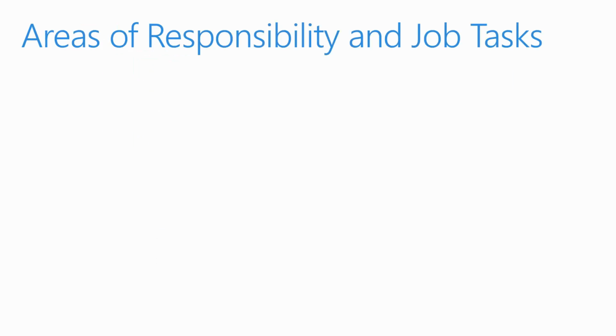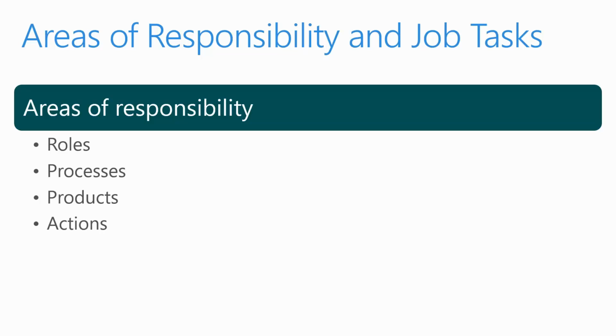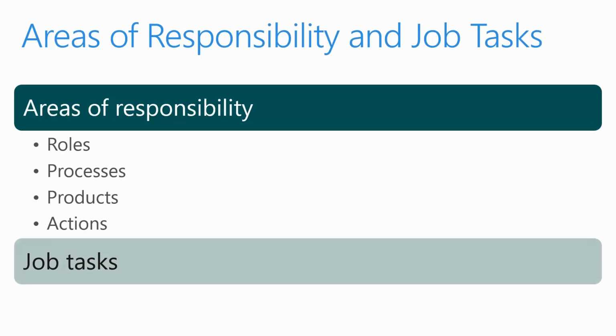Now we'll talk about areas of responsibility and job tasks. Now, areas of responsibility are the work roles, processes, products, and actions that a worker performing the job is responsible for. You will enter these areas of responsibility in the Organization Administration module by opening up Jobs and then Areas of Responsibility. Job tasks are the basic tasks that a worker in a position for that job must complete.